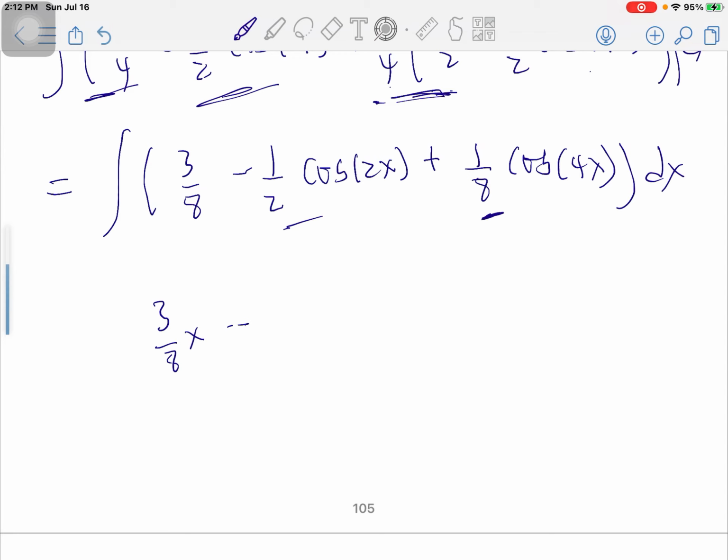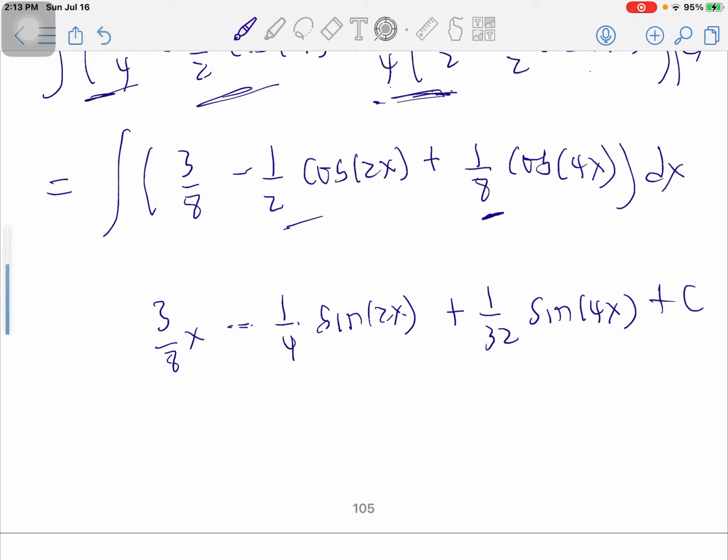Now it has become simple to integrate. The integral of 3 over 8 gives 3 over 8 x, minus the integral of 1 over 2 cos 2x, which gives 1 over 4 sine 2x, and then plus the integral of cos 4x over 8, which gives 1 over 32 sine 4x, plus c. So you can see this is as simple as that. Please, if you didn't understand anything, pause the video or restart it, and then work it out. After that, you check your answer against the original answer.